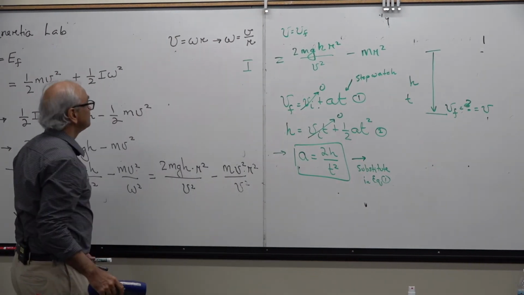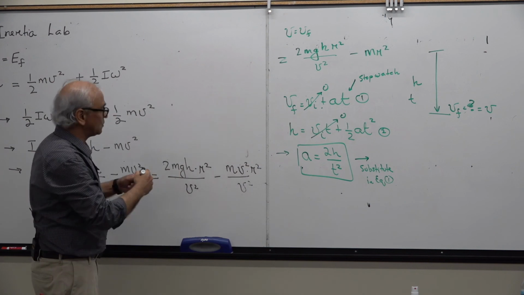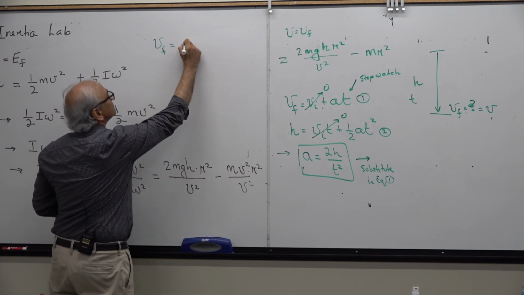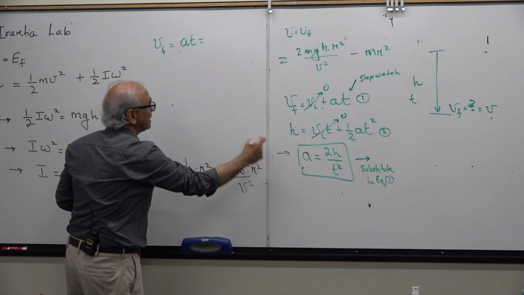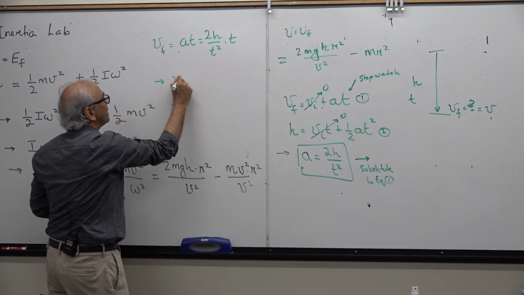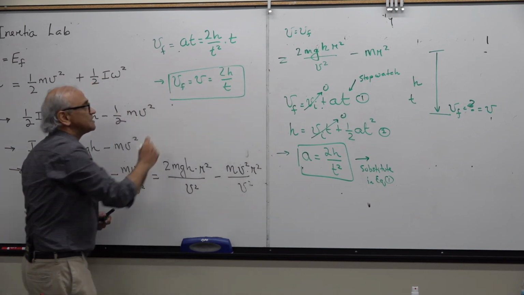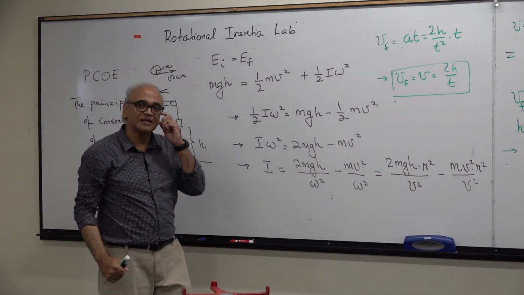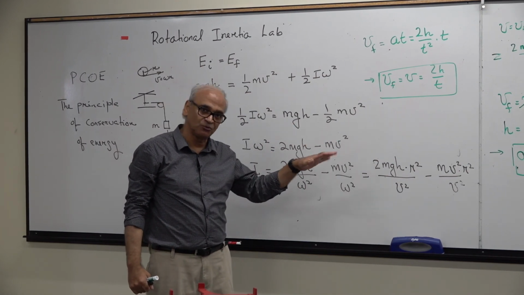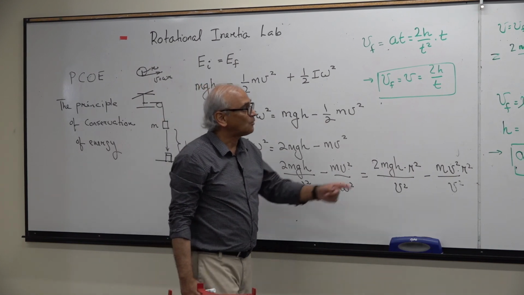So let me write it out here so that you can actually see a little bit clearly. So remember, equation 1 is Vf equals at, and I substitute a is 2h over t square times t. So my answer is Vf equals 2h over t. Easy derivation. Usually what happens in the lab, I ask students to actually derive it for themselves. I give them some time, figure it out on your own, and only then we will do this on the board. Okay? All right. So now we go back.